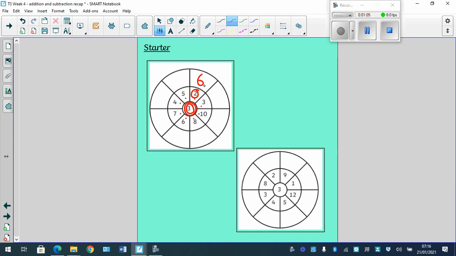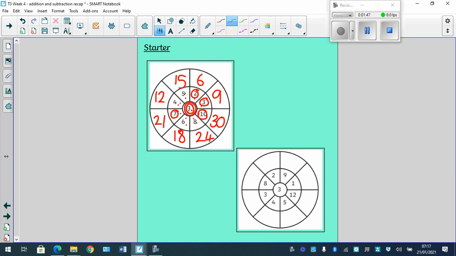Okay, boys and girls, how did you get on? Were you able to warm your brains up and solve the multiplication wheels? Let's go through some answers. 3 times 3 equals 9. 10 times 3 equals 30. 8 times 3 equals 24. 3 times 6 equals 18. 3 times 7 equals 21. 4 times 3 equals 12. 5 times 3 equals 15.